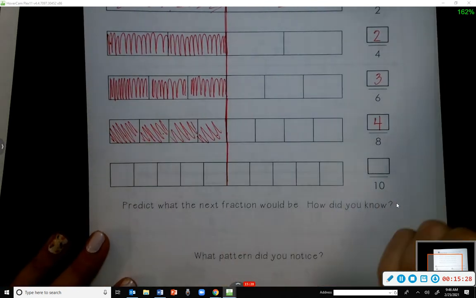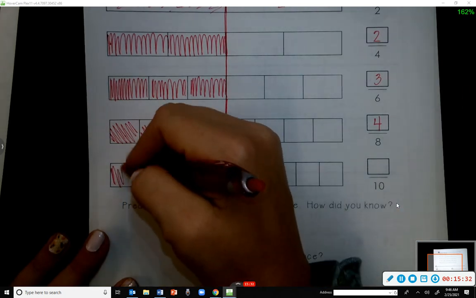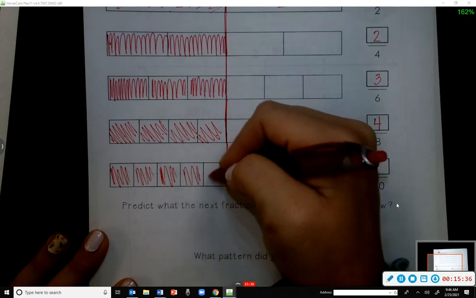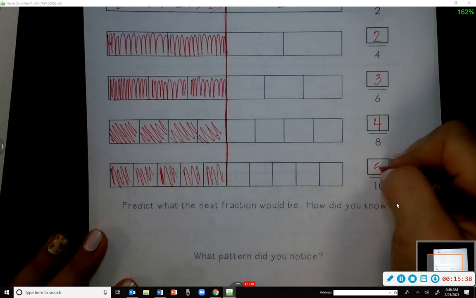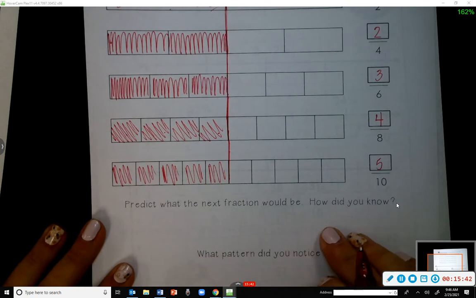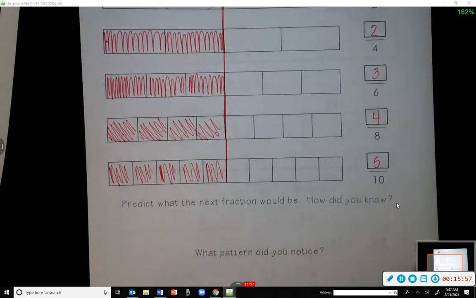Okay, how many would I shade on the next one, Allie? 5. 1, 2, 3, 4, 5. 5 tenths. Okay, now I don't have any bars to match now. I don't have anything to shade. But can you predict what the next fraction would be if I were to continue finding fractions equivalent to a half? What could I put, Kelsey?